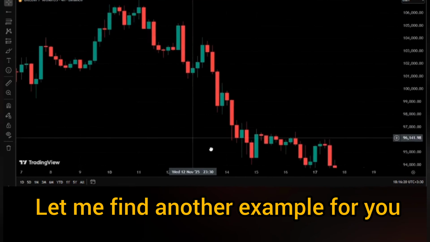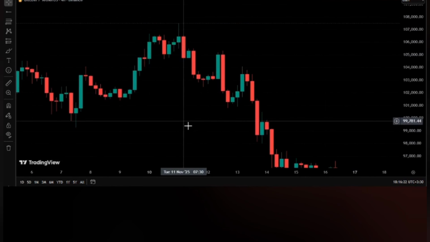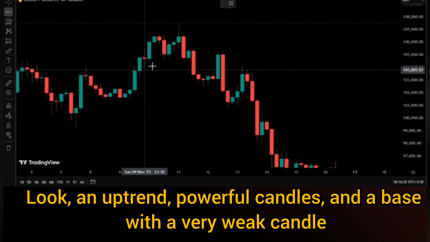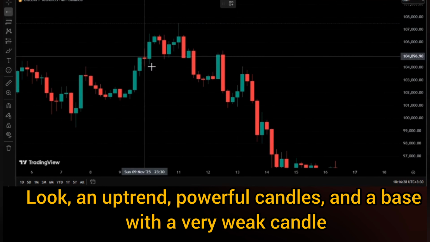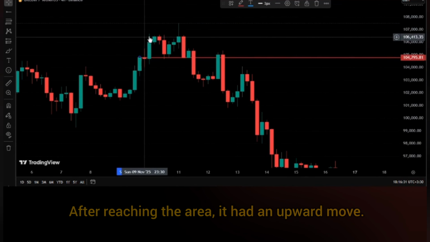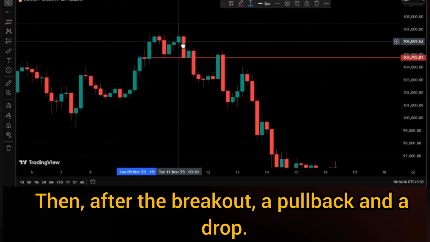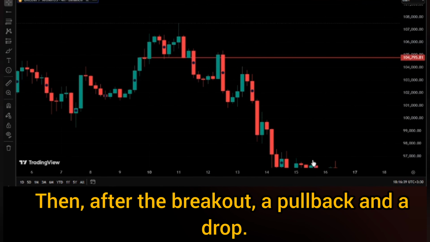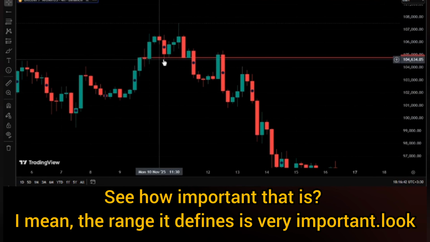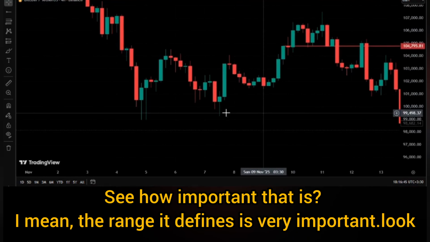Let me find another example for you. Look, an uptrend, powerful candles, and a base with a very weak candle. After reaching the area, it had an upward move. Then, after the breakout, a pullback and a drop. See how important that is? I mean, the range it defines is very important.